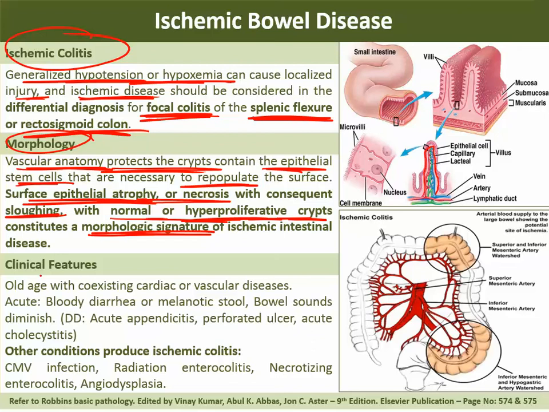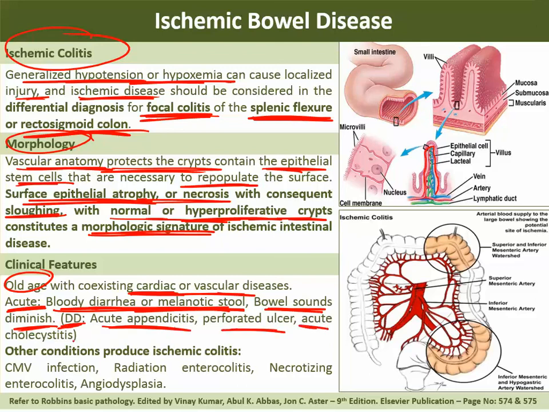Now, clinical features: it comes commonly in old age, in people who have existing cardiac or vascular disease. It can be acute. If it is acute, they produce bloody diarrhea, very dark brown melanotic stool, and bowel sounds will be very less. For differential diagnosis, you should think of acute appendicitis, perforated ulcer, acute cholecystitis, then ischemic bowel disease. All this comes under a condition called acute abdomen.